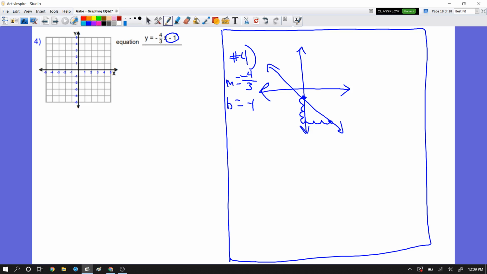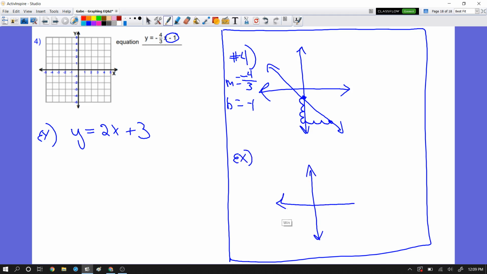I'm going to make up a problem real quick, just so you can get the idea of how simple I'm asking you to do this. Example: y equals 2x plus 3. Here is the example on your paper. You're going to draw a little shoddy coordinate plane, M, B. Slope is the thing next to the variable, 2 over 1, and your y-intercept, plus 3.